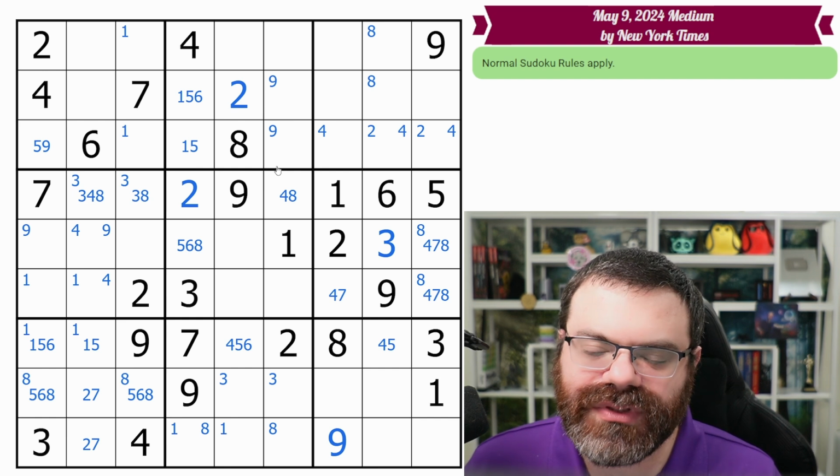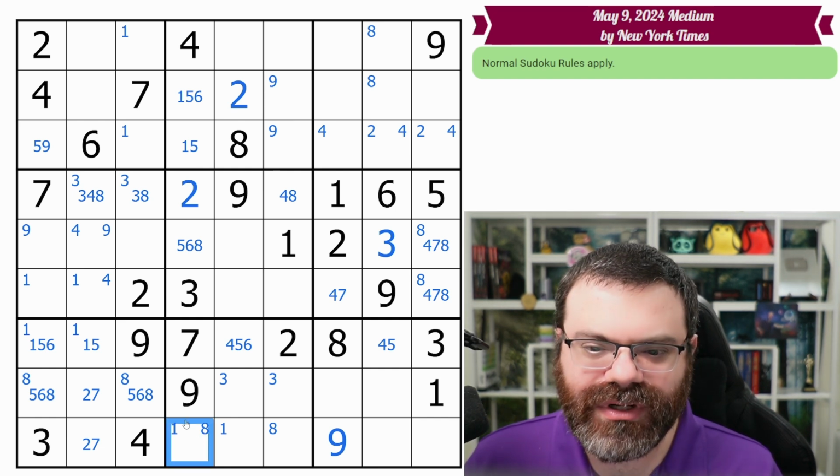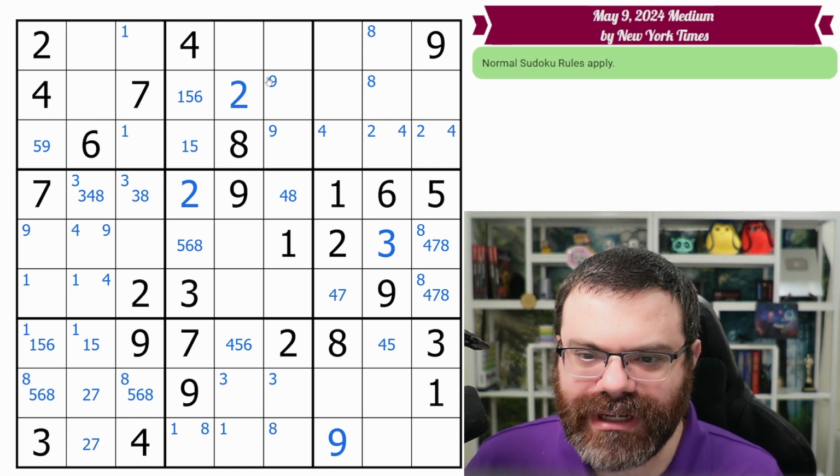Okay, any other columns or... Oh, this was all of them, right? 1, 5, 6, 8. It looks like it. So we don't mark that one. Any other columns or boxes down to 4 or fewer? I do not see. If so, yeah, I don't think so.